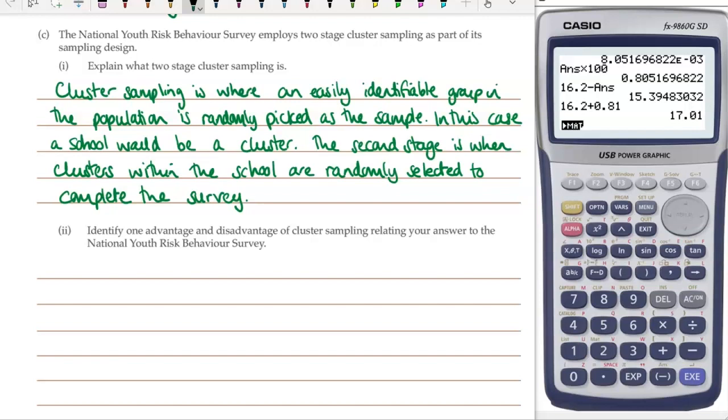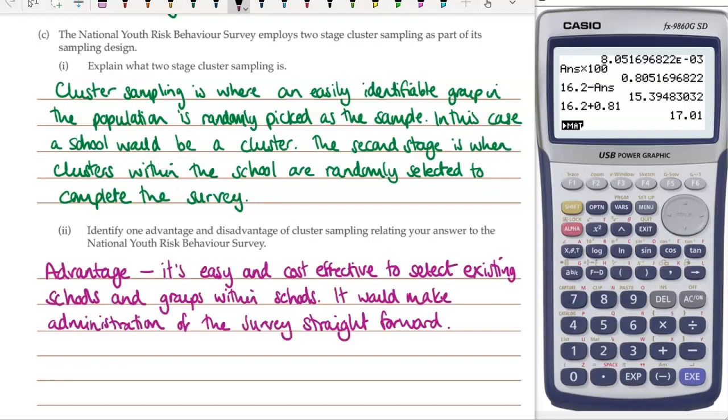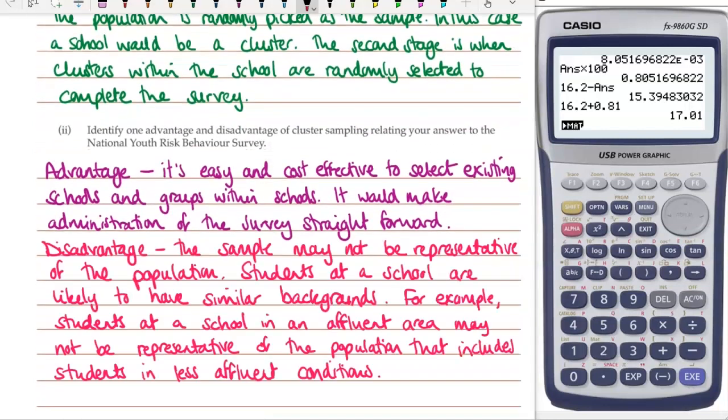Then we need to identify one advantage and one disadvantage of cluster sampling. So the obvious advantage is that it's very easy to do it in this way. You just ask a school to participate, their groups are already set up, and away you go. You can administer this very easily. Disadvantages is that we might not end up with a sample that's truly representative of our population. There's my write-up of that one.